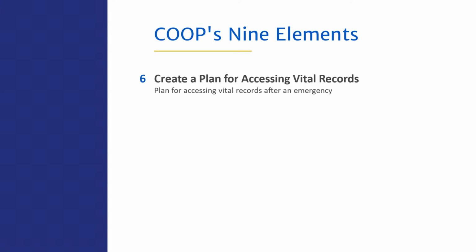Creating a plan for accessing vital records. Schools collect and maintain numerous records, from educational records, medical records, payroll records, student emergency contacts and personnel files, to emergency operations records like staff contact information, delegations of authority, and orders of succession. It's important that you have a plan for accessing these records after an emergency.